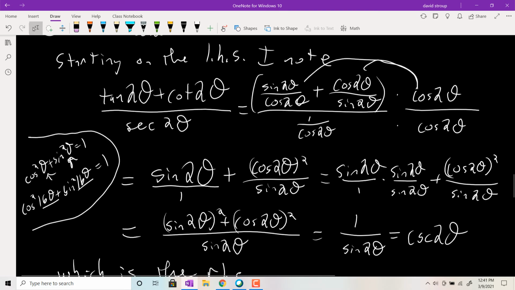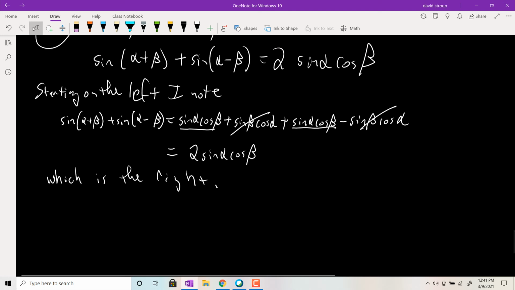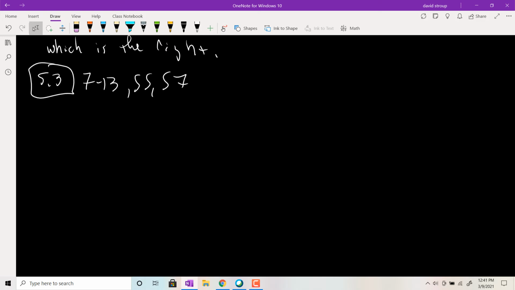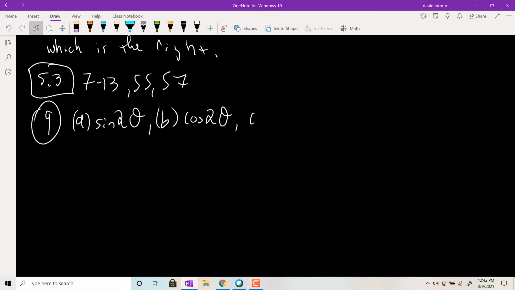Okay, so let's go back there. Where are we? 5.3. So 5.3 problems, I'm thinking 7 to 13, and then 55 and 57. Okay. So in that first section, let's look at number 9. We expect you to figure out the sine of 2 theta, part B, the cosine of 2 theta, and then part C, the tan of 2 theta.